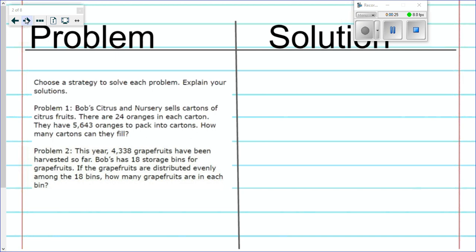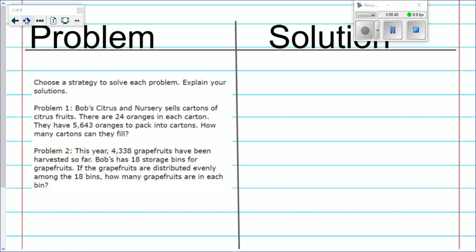Our problem says choose a strategy to solve each problem. Explain your solutions. So we have two separate problems to do today. Problem 1 says that Bob's Citrus and Nursery sells cartons of citrus fruits. There are 24 oranges in each carton, and they have 5,643 oranges to pack into cartons. How many cartons can they fill?